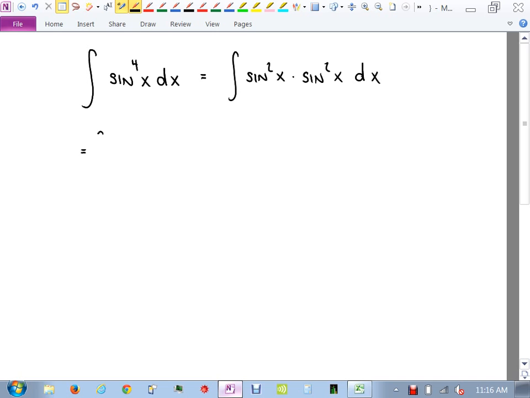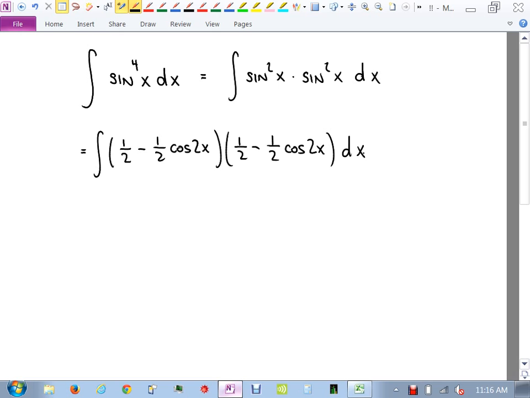So this becomes the integral of 1/2 minus 1/2 cosine 2x, and then again, 1/2 minus 1/2 cosine 2x dx. I can't split this into two integrals, right? Like I can't split it right here and do one and then the other, because there's multiplication. So what I actually have to do is FOIL that whole thing out, or expand. That's what I'm going to do now.